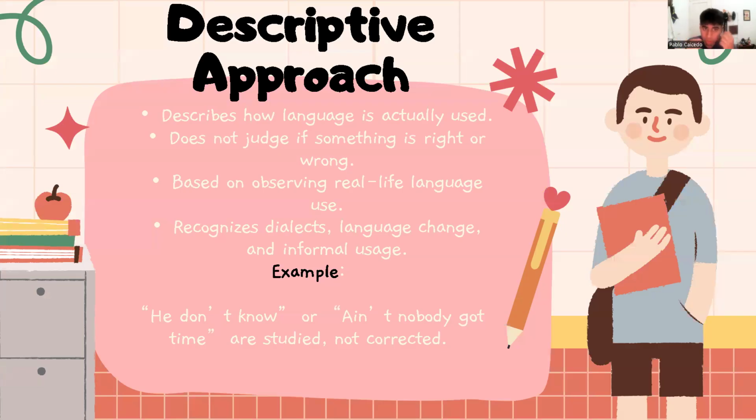Well, actually, we also have the descriptive approach. What is the descriptive approach? A descriptive approach describes how language is actually used. It does not judge if something is right or wrong. It is how English is used by natives right now, these years. It is based on observing real-life language use, recognizing dialects, language change, and informal uses. For example, he don't know, or ain't nobody got a time.